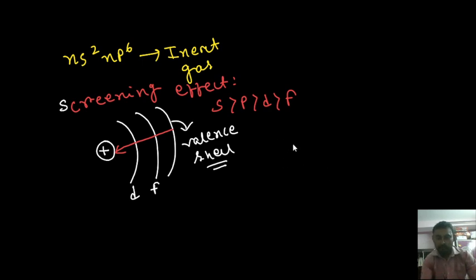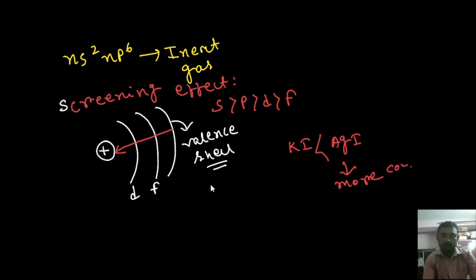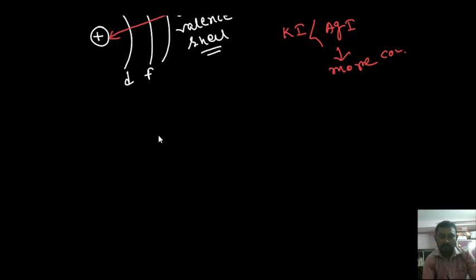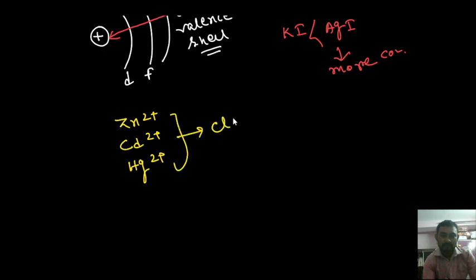So in the given example, KI and AgI, AgI will lead to more covalency, so it is more covalent. Same thing if I talk about it according to the group: suppose Zn2+, Cd2+, Hg2+, taking the same anion, say for example Cl minus.